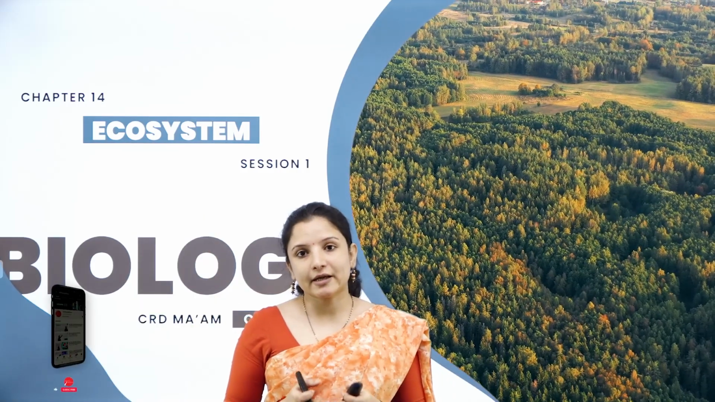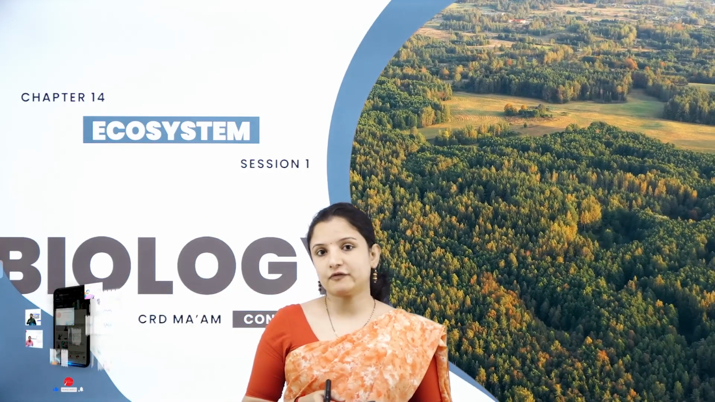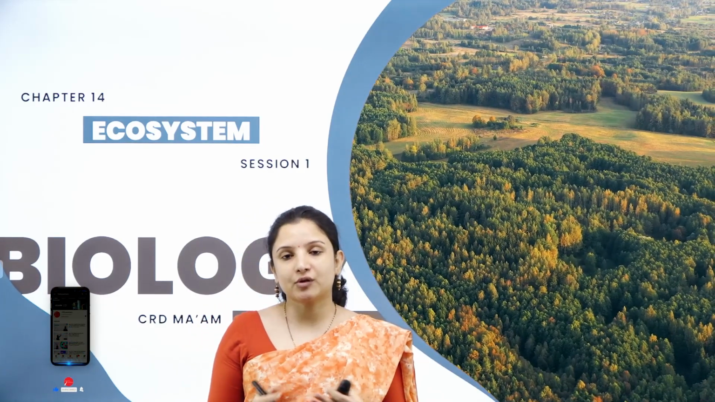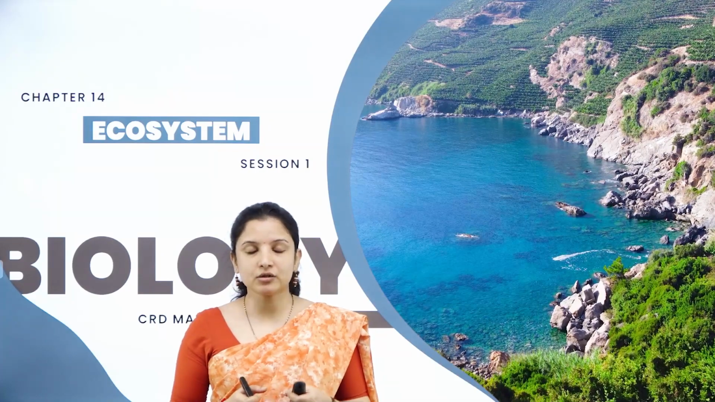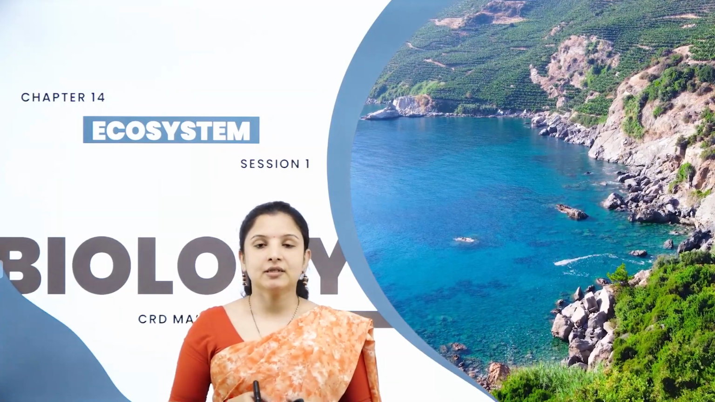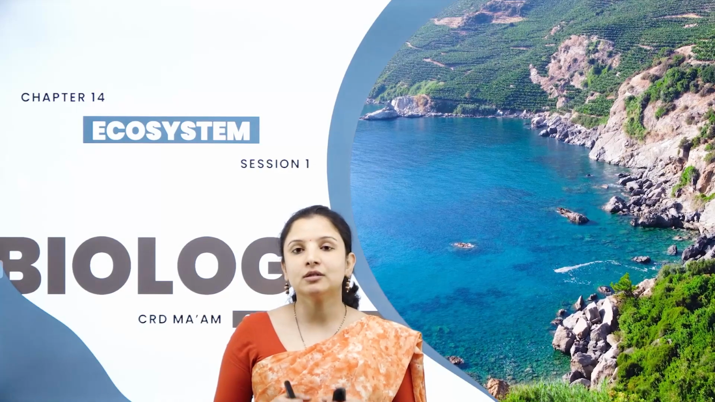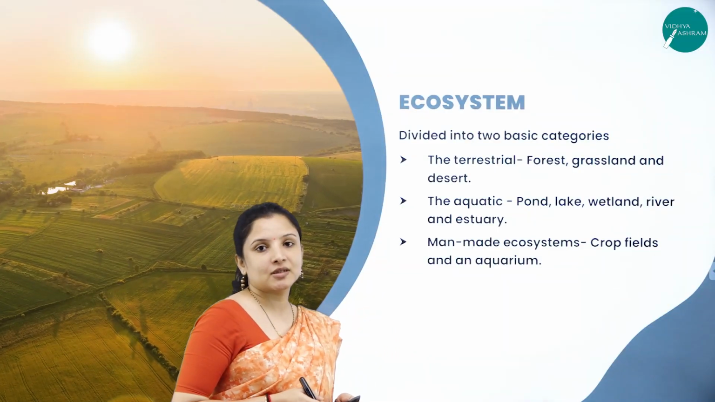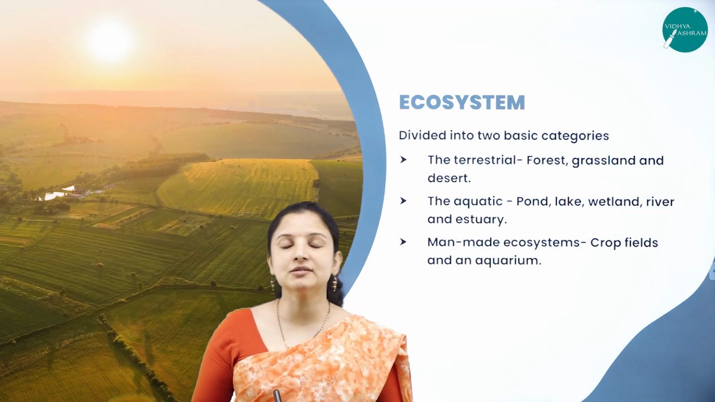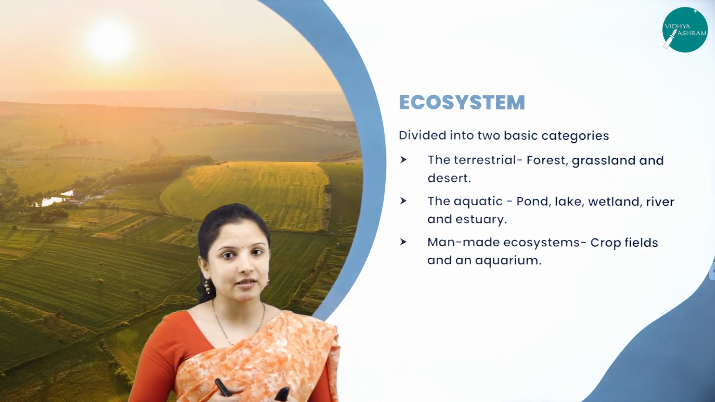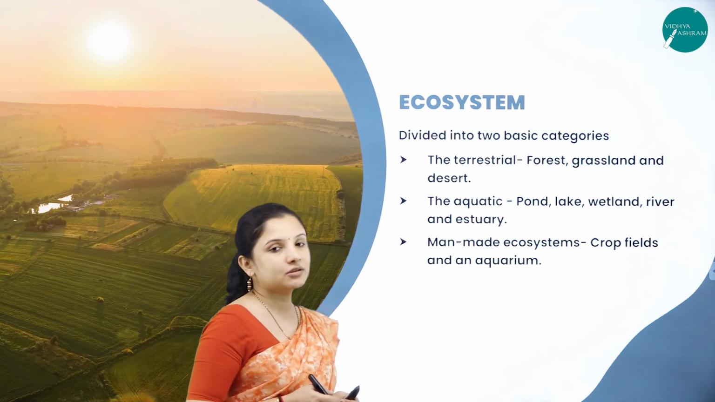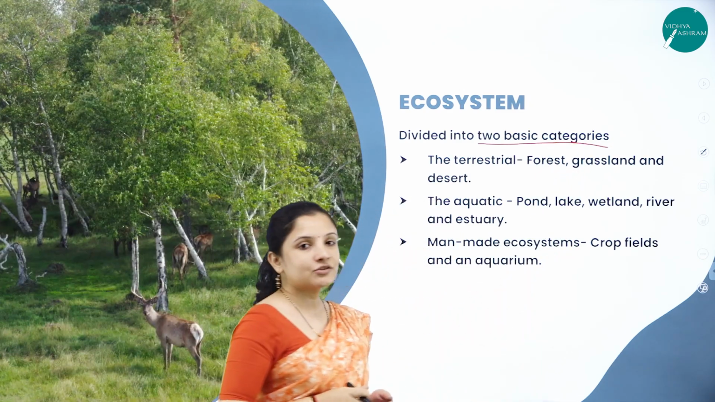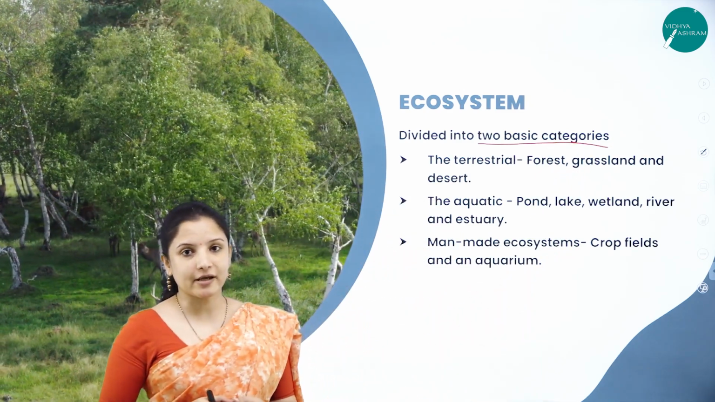So we all know that ecosystem is the functional unit of an environment wherein different organisms thrive depending on one another in order to maintain a balance. So this lesson deals with the different aspects of ecosystem. To begin with, let us first understand what ecosystem is and what the different categories are. The ecosystem is divided into 2 basic categories. They are the terrestrial ecosystem and the aquatic ecosystem.